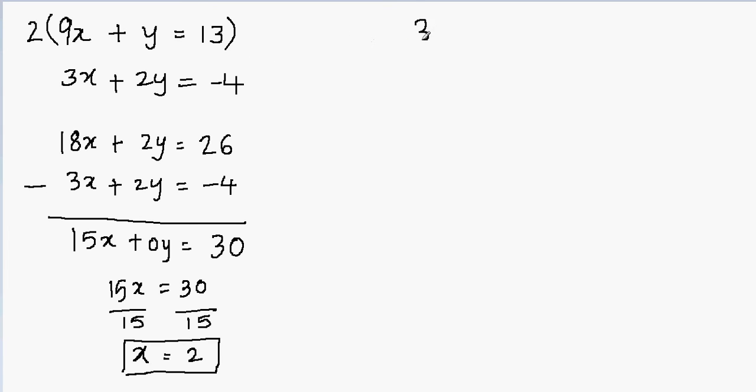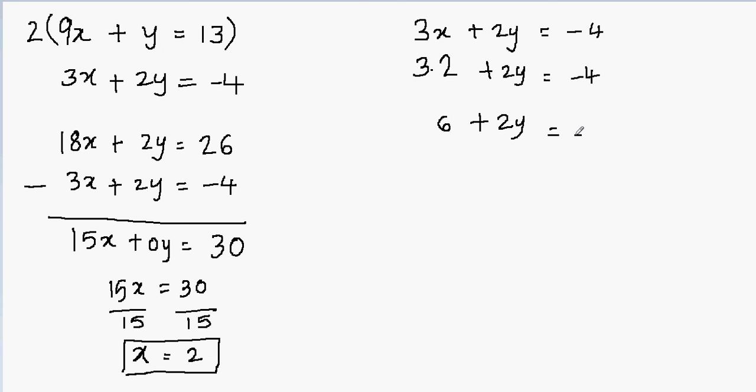So I'm taking 3x plus 2y equals -4. I'm going to plug in the value of x in this equation, and I have 3x, value of x is 2, plus 2y is equal to -4. Now I just have to solve this for y. So let's multiply this first. 3 times 2 will give me 6, plus 2y is equal to -4.